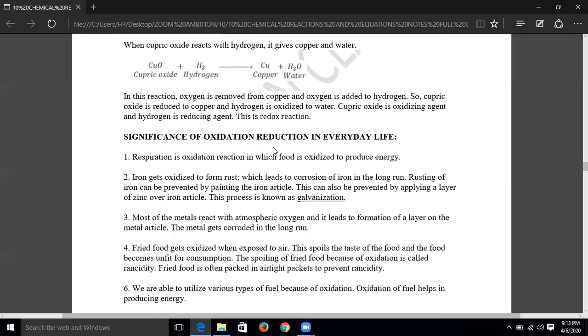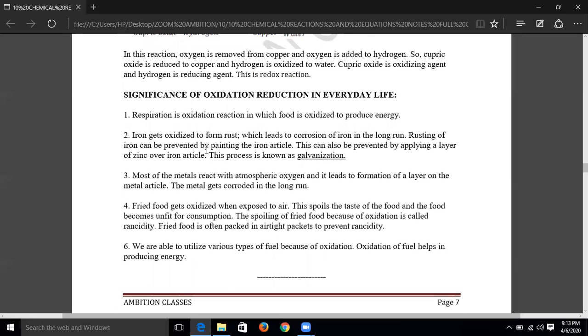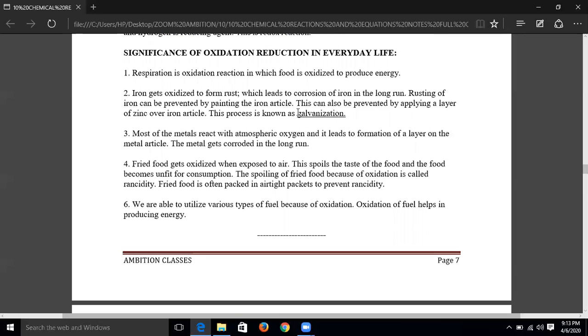Significance of oxidation and reduction in everyday life. Respiration is an oxidation reaction in which food is oxidized to produce energy, which is very essential for any living organism to survive. Iron gets oxidized to form rust, which leads to corrosion of iron in the long run. Rusting of iron can be prevented by painting the iron articles, so it prevents the reaction between atmospheric oxygen and iron. This can also be prevented by applying a layer of zinc over the iron article. This process is known as galvanization.